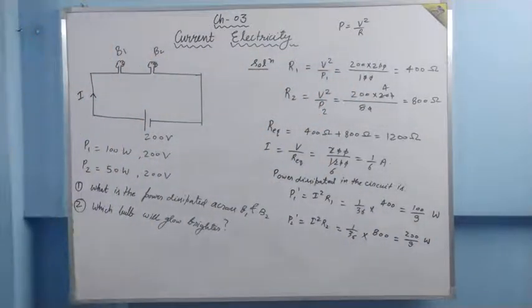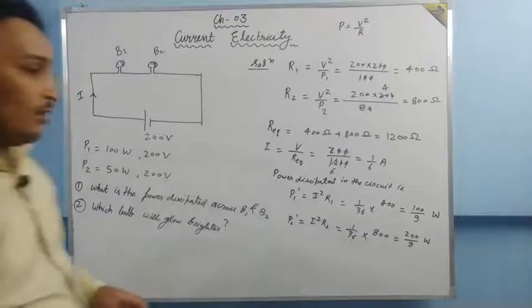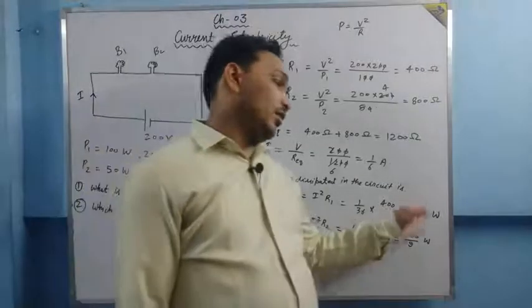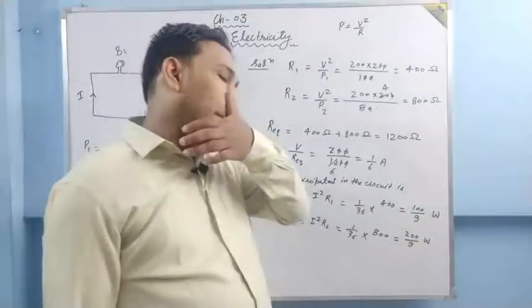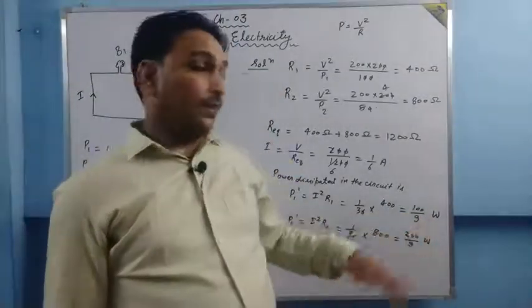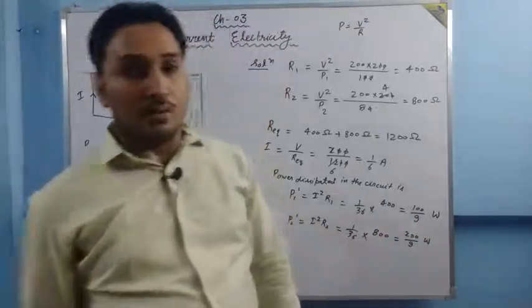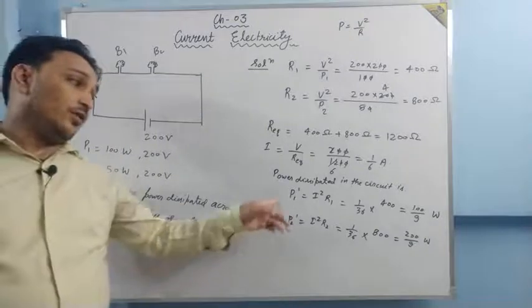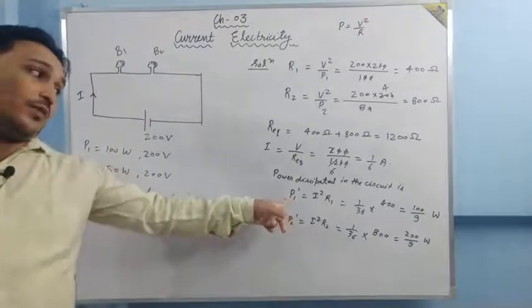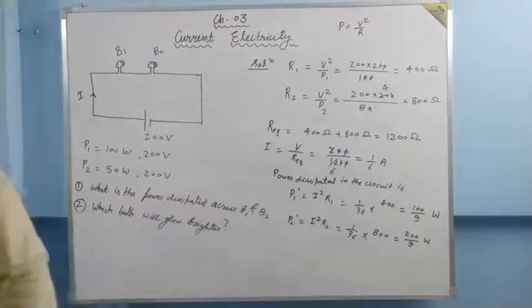If the net power dissipated in the circuit is being asked, you can simply add them: 200/9 plus 100/9 gives 300/9, which is 100/3 watt. But net is not being asked. What is being asked? The power dissipated across B1 and B2. This is the power dissipated across B1, and this is the power dissipated across B2.